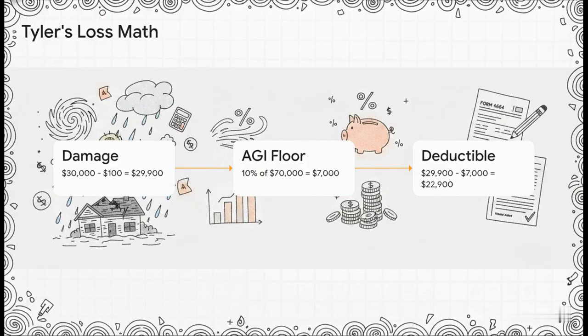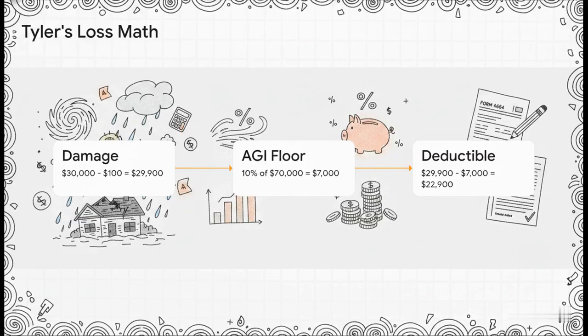Meet Tyler. Tyler lives in a federally declared disaster area, and unfortunately, a recent hurricane just caused $30,000 in completely uninsured damage to his home. Now, Tyler's adjusted gross income is $70,000. When calculating his deduction, the IRS forces you to apply two specific reductions. First, we must reduce the total damage amount by $100. So we take his $30,000 in damage, subtract $100, which leaves us with $29,900.